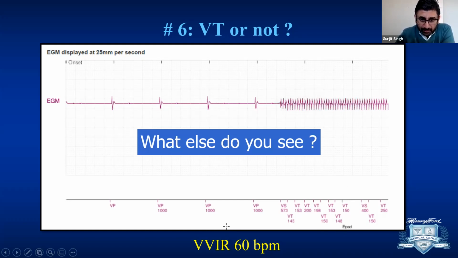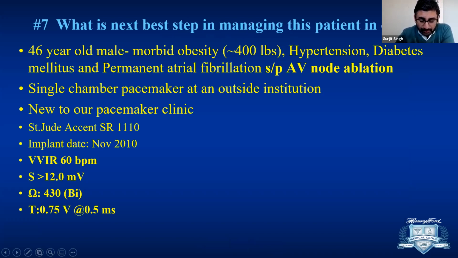Okay, on the same theme, there's a next patient. This is a patient I saw a couple of years ago in the clinic, a 46-year-old morbidly obese guy who had AFib and had an AV node ablation at an Austin institution at age 46, and has a St. Jude pacemaker implanted in 2010. I saw him, I believe, in 2016 or so. Pacemaker programmed at BVIR at 60 beats a minute. Sensing is pretty good. Impedance bipolar is 430 ohms, and his threshold at the time of implant was 0.75 at 0.5 milliseconds.